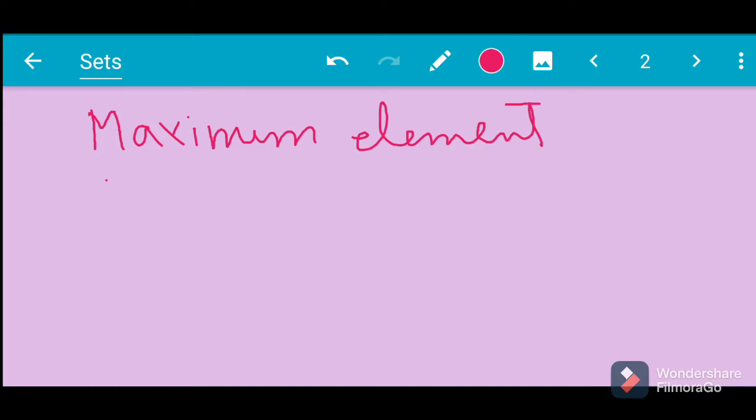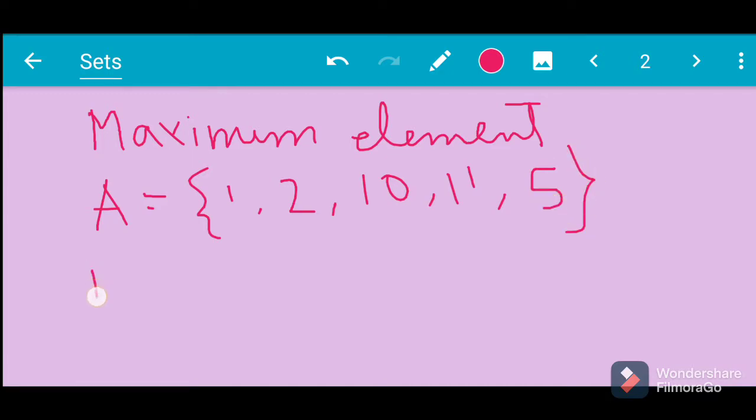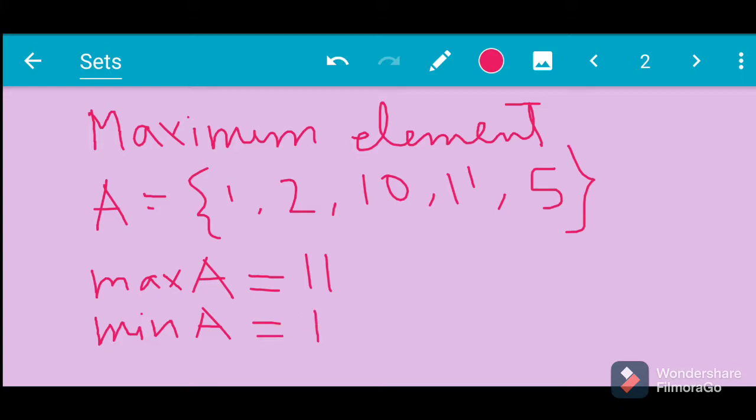Okay, if I take the set A equal to 1, 2, 10, 11 and 5, then what is max A? Max of capital A is obviously 11. What is min of capital A? Minimum of capital A is 1. Clear? So this is about maximum and minimum element.